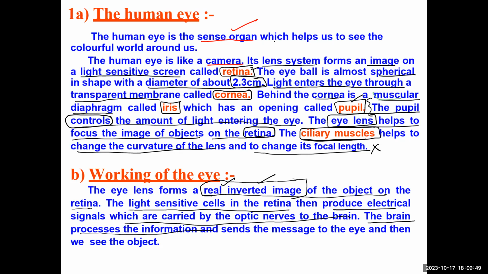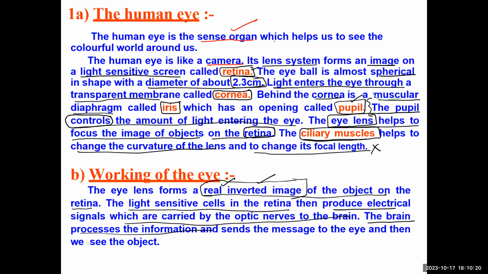Then what about in the darkness? Whenever the intensity of light is very low, the retina sends an electrical signal telling that the intensity of light is very low. Then what will we do? We will try to open our eyes wider, in order to see the object which is not seen properly in the darkness. So this is called the processing of the brain.